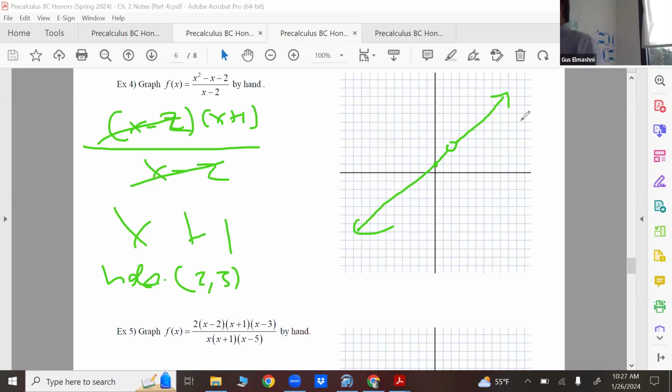Because remember, what is a slant asymptote in the first place? It's end behavior, right? How does the graph behave at the ends? It looks just like x plus 1. It's identical. X plus 1. All right, let's keep moving.